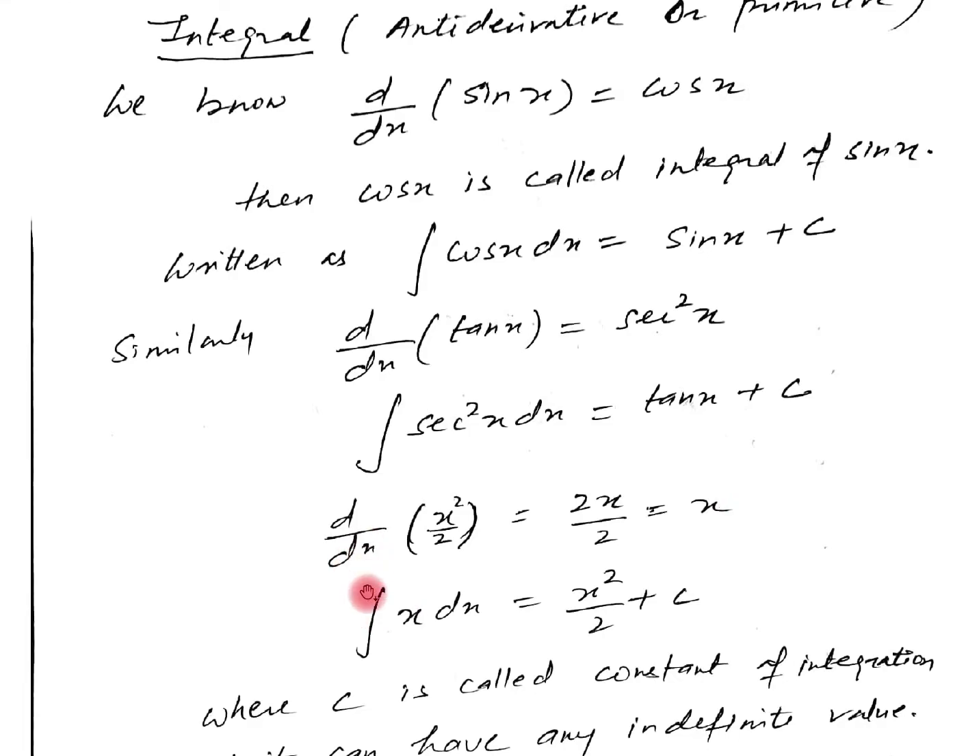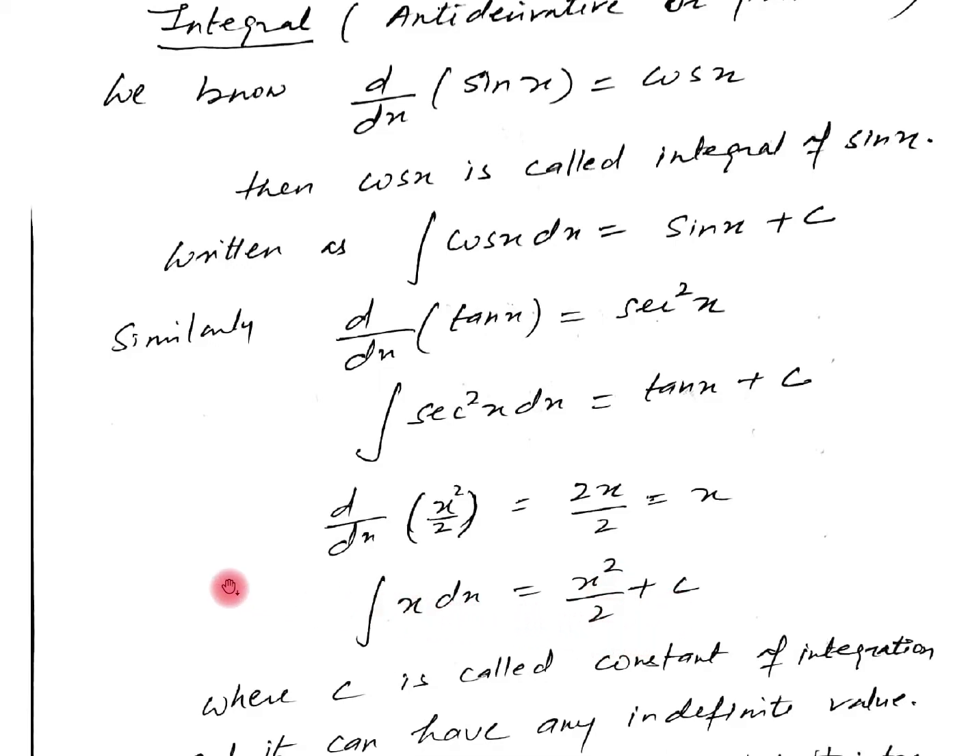Similarly, we know the derivative of x square by 2. The derivative of x square by 2 is equal to what? 2x upon 2 is equal to x. Then we can say the integral of x dx equals x square by 2 plus c. This is how integration has been introduced.